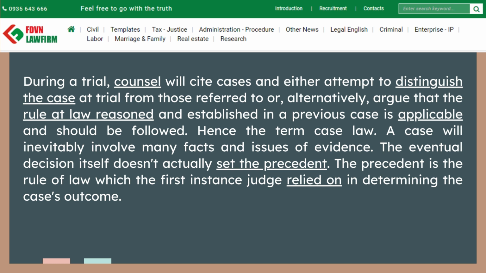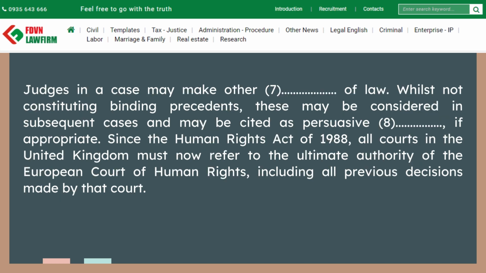A case will inevitably involve many facts and issues of evidence. The eventual decision itself doesn't actually set the precedent. The precedent is the rule of law which the first instance judge relied on in determining the case's outcome. Judges in a case may make other statements of law. Whilst not constituting binding precedents, these may be considered in subsequent cases and may be cited as persuasive authority, if appropriate. Since the Human Rights Act of 1988, all courts in the United Kingdom must now refer to the ultimate authority of the European Court of Human Rights, including all previous decisions made by that court.